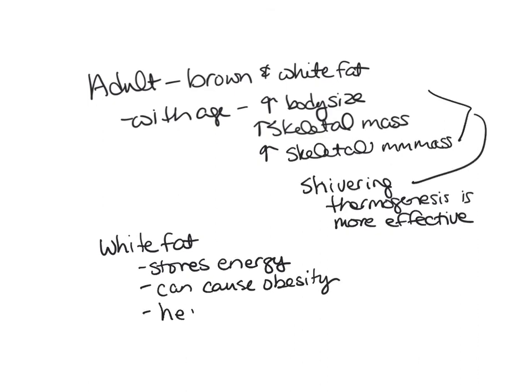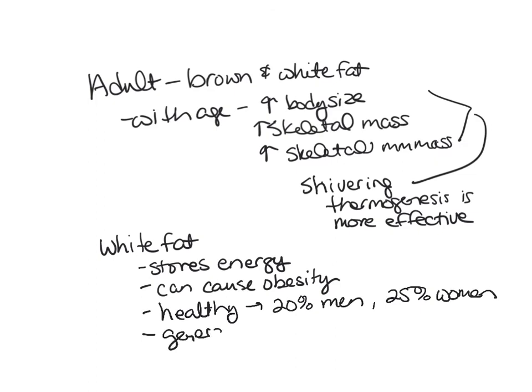In healthy, non-overweight adults, white adipose tissue or white fat composes as much as 20% of body weight in men and 25% of body weight in women. White fat does generate heat, but it generates heat at a rate of 1/3 of other tissue.